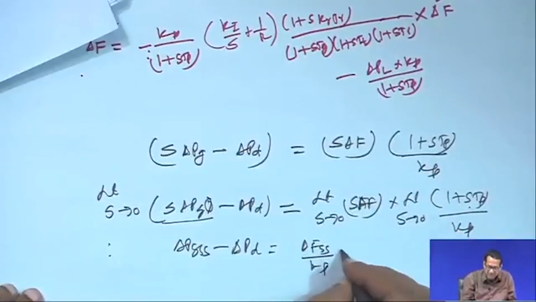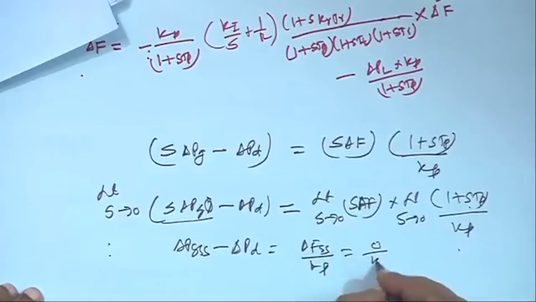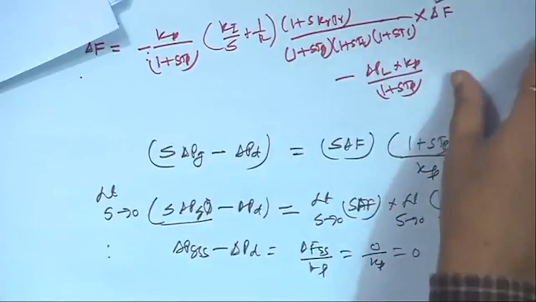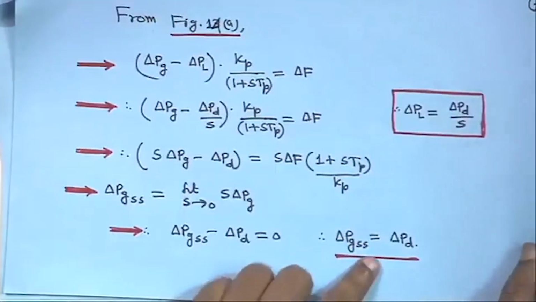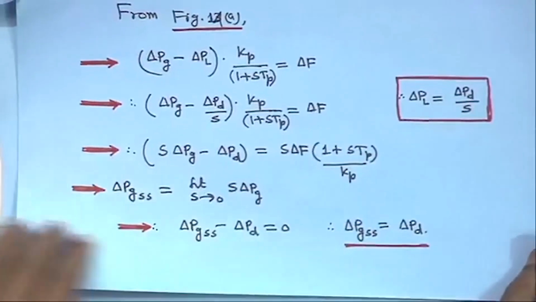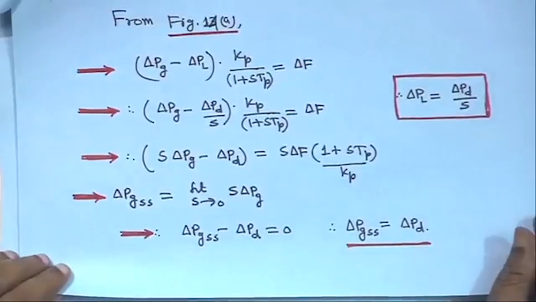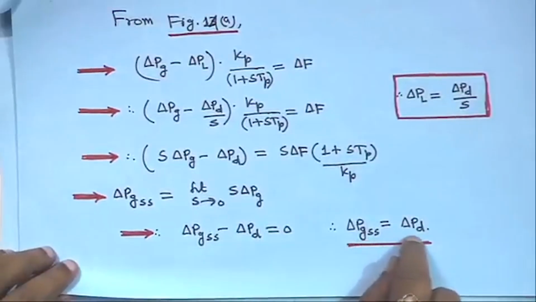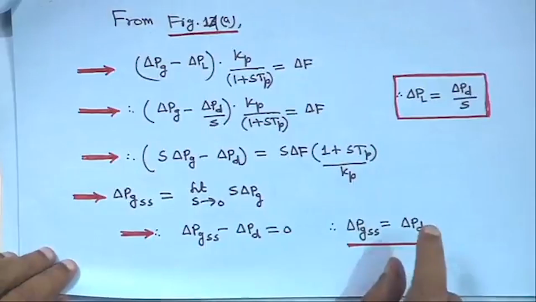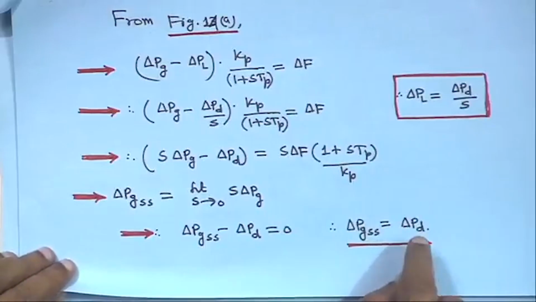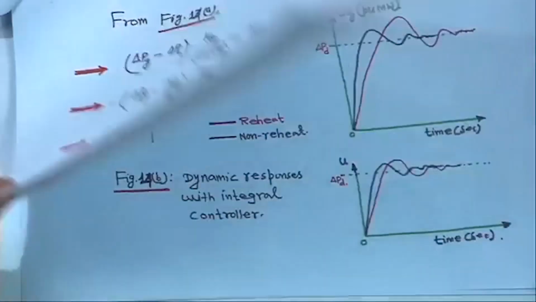So, it is Kp, but this delta FSS we have seen that 0 by Kp is equal to 0, right. That is why delta PGSS minus delta PD is equal to 0. So, that is why your delta PGSS is equal to delta PD. So, at steady state, even if your D term is there, when you put the controller, the steady state value will be exactly equal to the load disturbance. Suppose 0.01 per unit load disturbance. So, the steady state delta PGSS will be equal to delta PD, right.